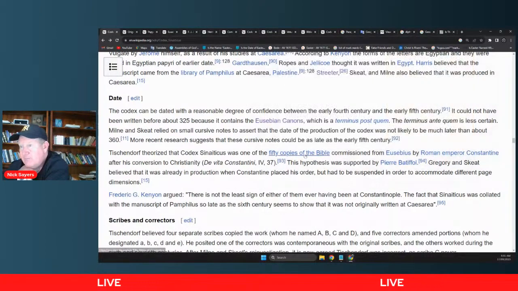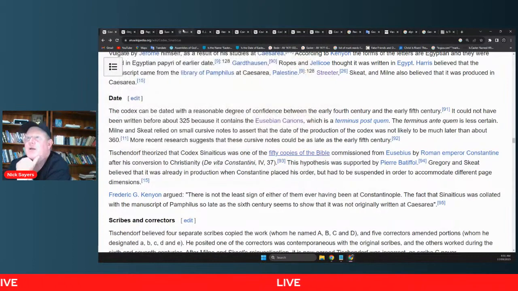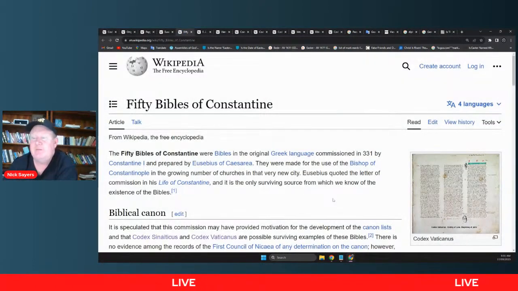So let's just jump into the 50 Bibles of Constantine. The 50 Bibles of Constantine were Bibles in the original Greek language commissioned in 331 by Constantine I and prepared by Eusebius of Caesarea, and were made for the use of the Bishop of Constantinople in the growing number of churches in that very new city. Eusebius quoted the letter of commission in his Life of Constantine, and it is the only surviving source from which we know the existence of the Bibles.